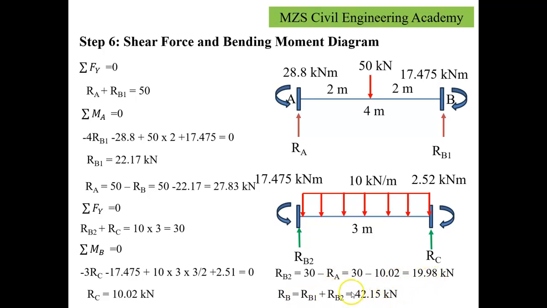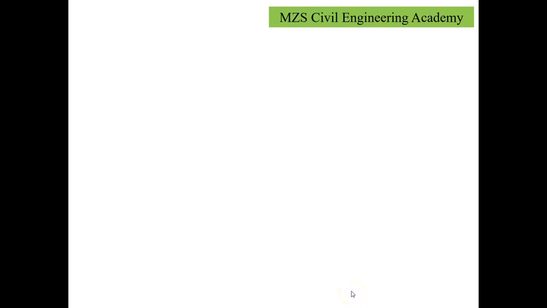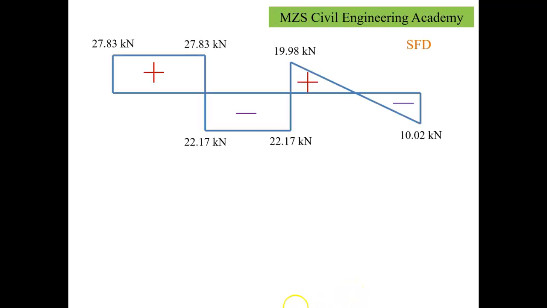Once we get the reactive forces, we can prepare a shear force diagram, which works out to be like this. At end A, it was 27.83, then 50 kilonewtons comes downward. That's why it changed its sign to 22.17. Then the reactive force RB comes here. That's why it again changed sign to 19.98.